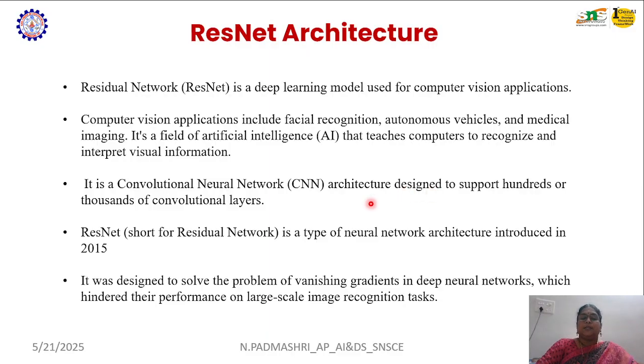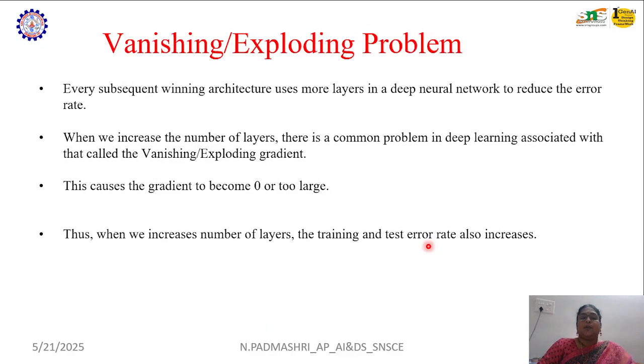So the residual neural network was mainly introduced to solve the vanishing gradient problem. Why is this used? Because it affects the performance of the neural network. What this vanishing problem is, and how ResNet overcomes it, will be discussed in the further slides. What is this vanishing problem?